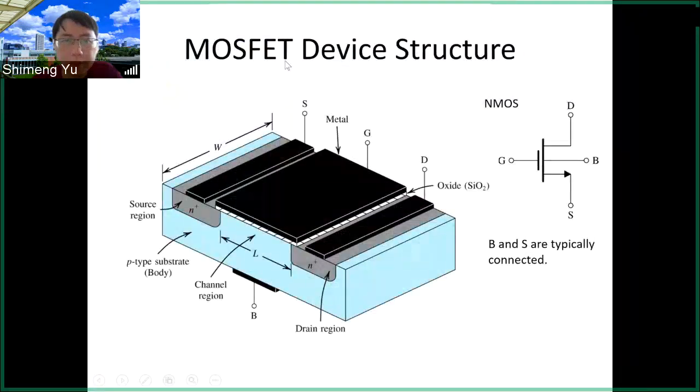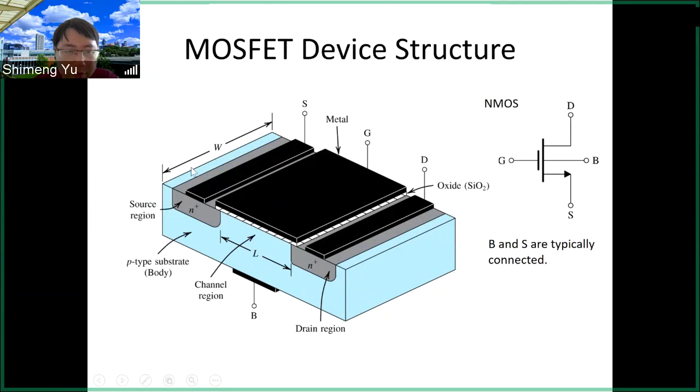Alright, so this is a review of the MOSFET device structure, and you have seen this in lecture 9. Here is a quick recap. We have the silicon substrate. For the N-type MOSFET, we have the P-type substrate, or sometimes we call it the body. Then the source and drain will be heavily doped with N-type doping. And we have the oxide to separate the gate and the substrate. In this case, the oxide is silicon dioxide.